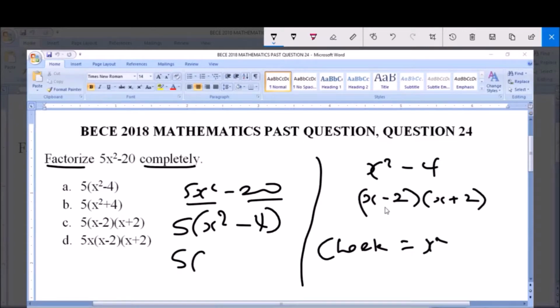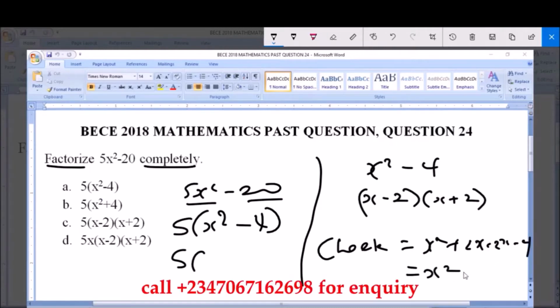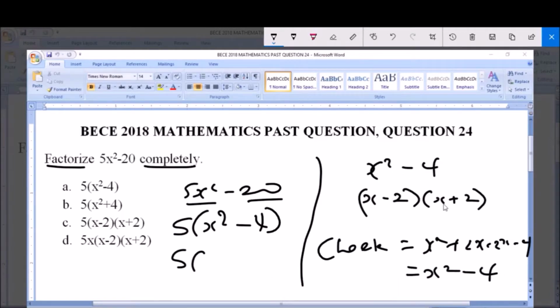You see? Now x times plus 2 here will give us plus 2x. Now minus 2 times x here will give us minus 2x. And minus 2 times plus 2 will give us minus 4. Now plus 2x minus 2x will give us 0. So we have x squared minus 4. You can see now. So the factorization of x squared minus 4 is x minus 2 into x plus 2.